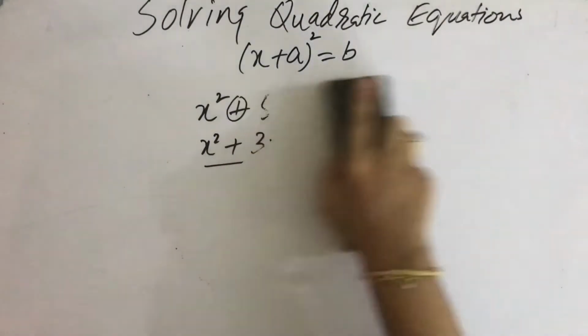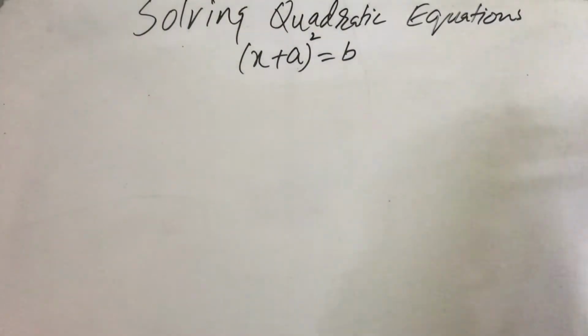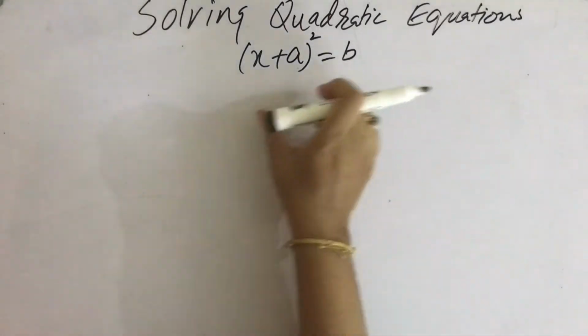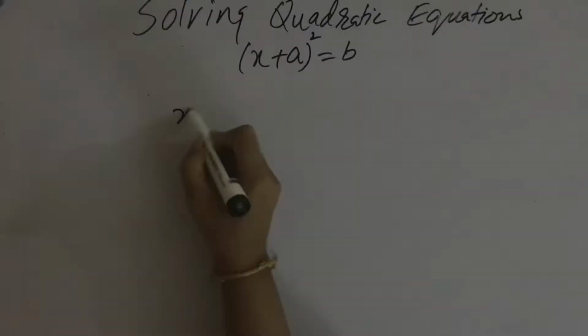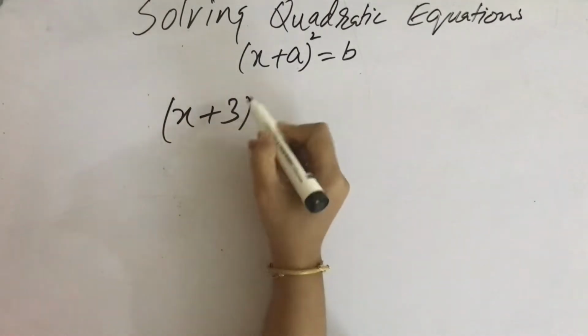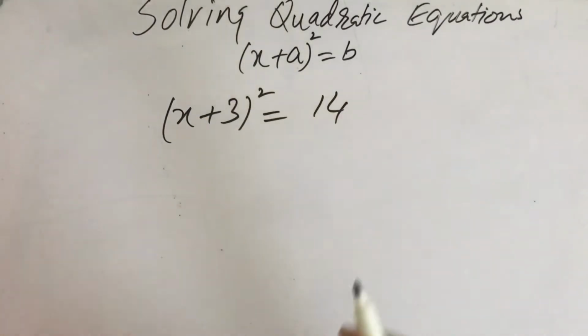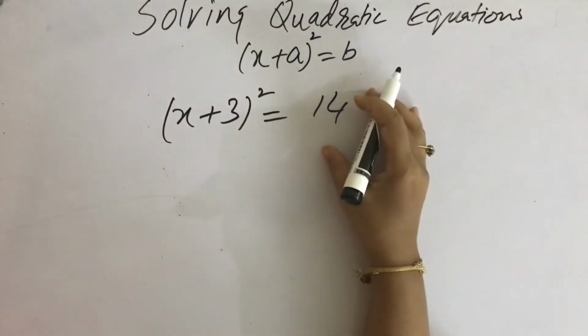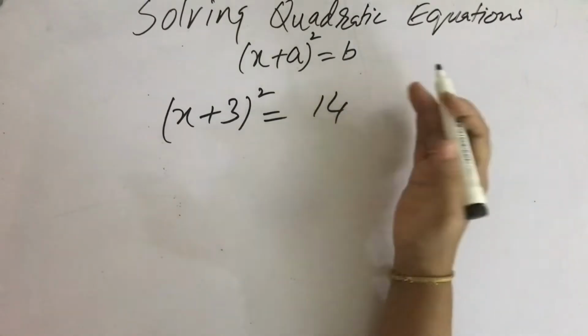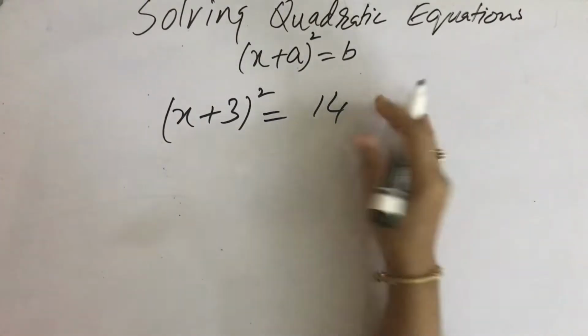Such questions are usually of the form (x plus a) square equal to b, that on this side we have square but on this side we have a number which is not a perfect square. (x plus 3) square equal to 14. You can easily see that you have a number on the right side which is not a perfect square. If we have here 9 or 16, we can easily do it, but here we have 14.